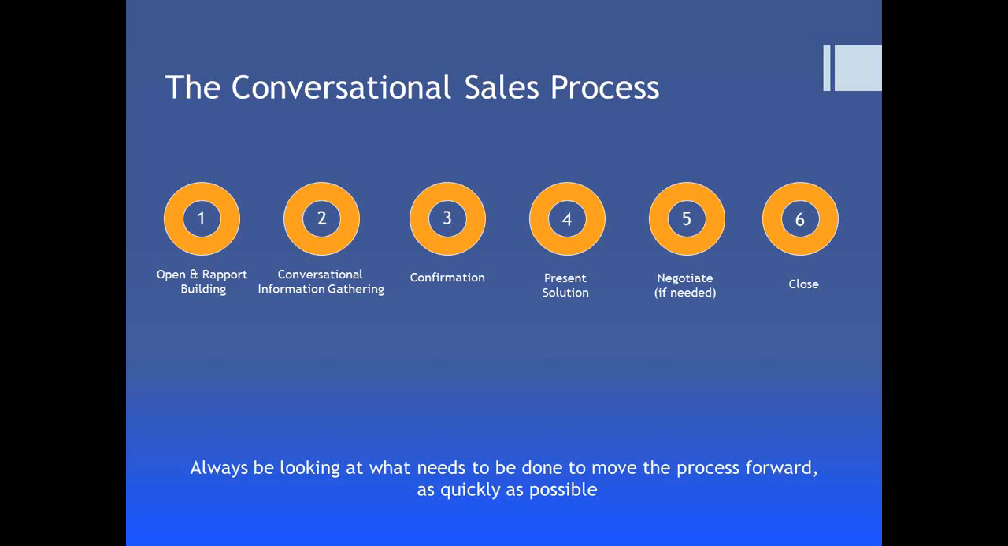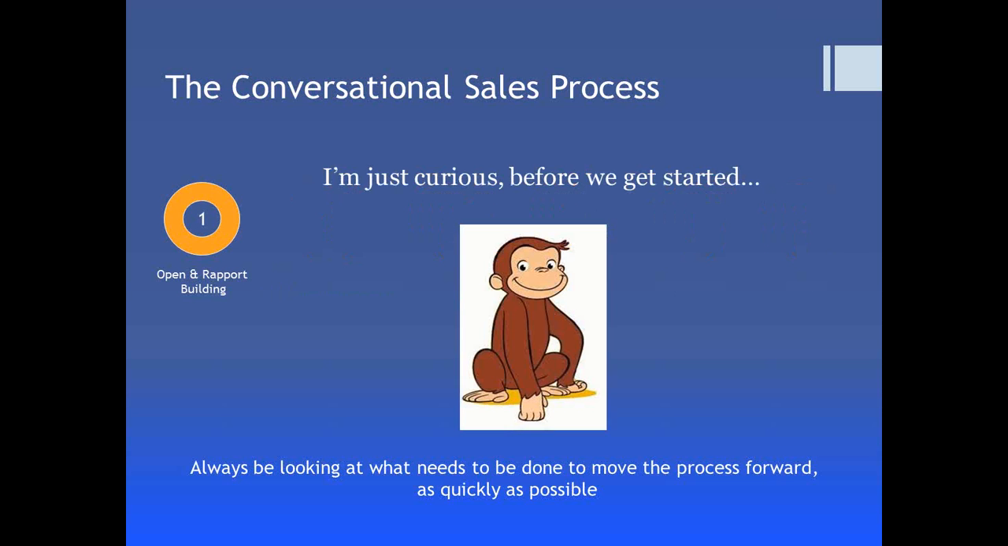Now, once we've gotten past that portion, we want to get into the most important piece of the entire sales process, which is asking questions, what I call conversational information gathering. So there's a couple of things we have to figure out. First of all, what are the right questions to ask? Second of all, how do we transition from the opening and rapport building conversation into question asking? Because you can't just jump in.